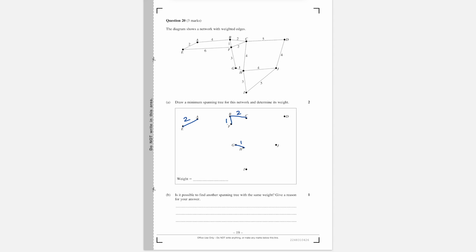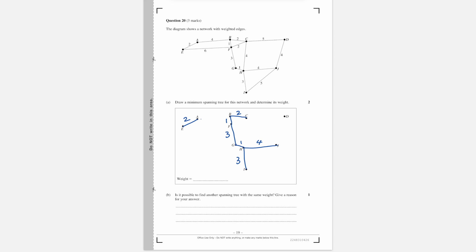All right, moving on to 3. We can connect F to G with a 3. And we can also connect H to I with a 3. All right, and now moving on to the number 4, we can connect H to J with a 4.